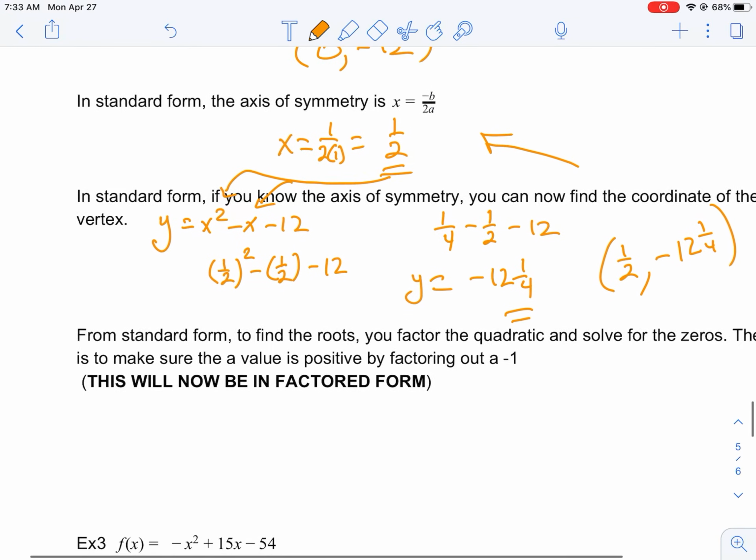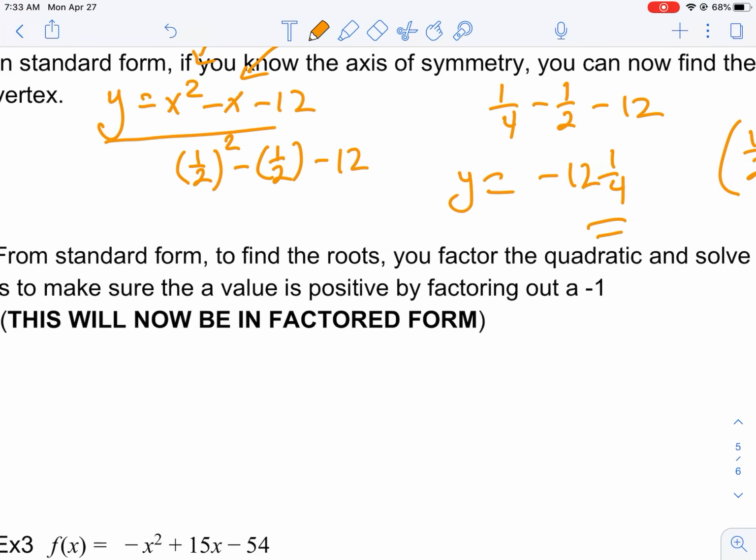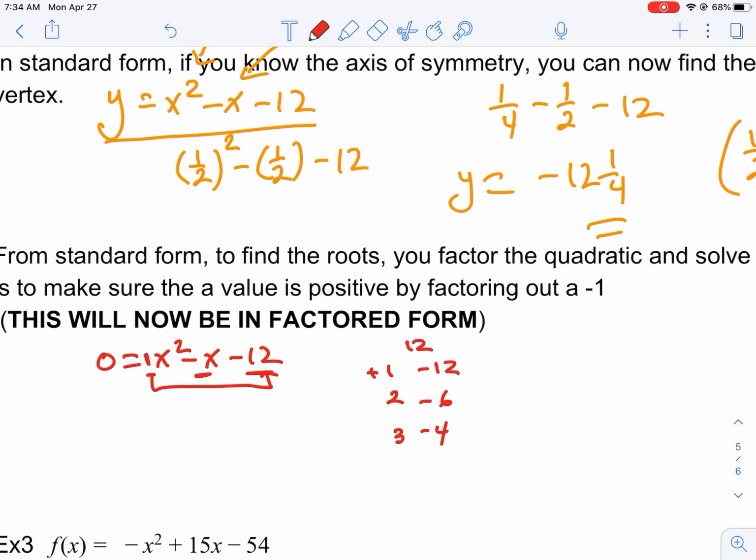Then, to find the roots, we take the exact same function, I'm going to use a different color, and we make it equal to 0. My leading term is a 1. 1 times 12 is 12. That's 1 and 12, 2 and 6, 3 and 4. The last term is negative, so the signs are different. The middle term is negative, so the larger one is negative, which gives me a -1 right here.